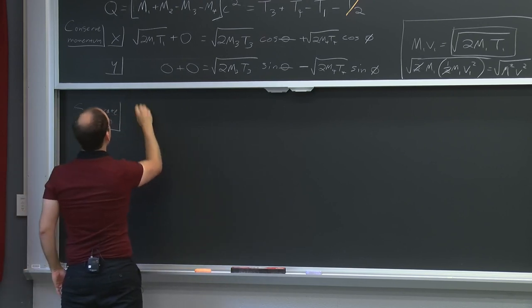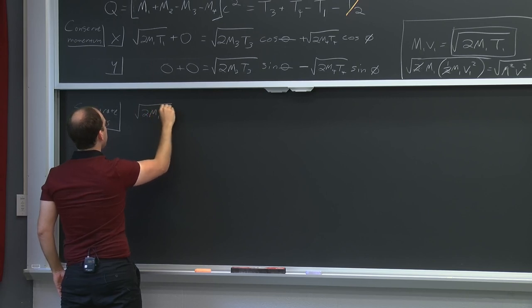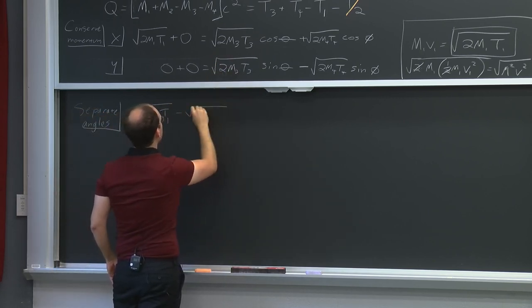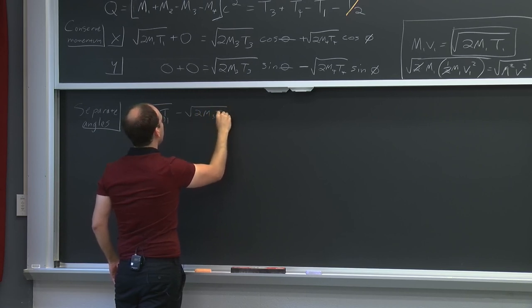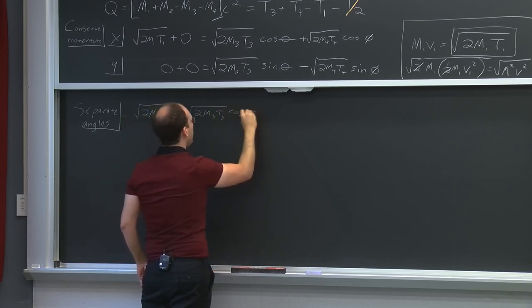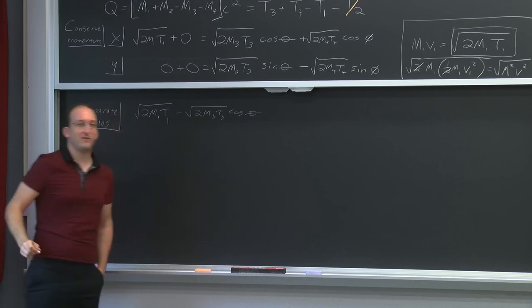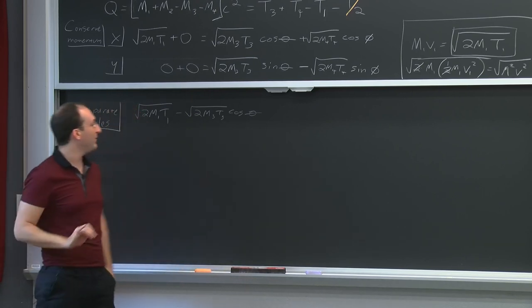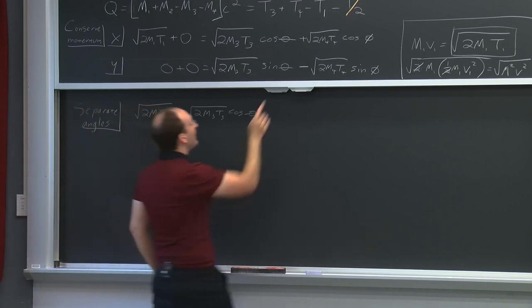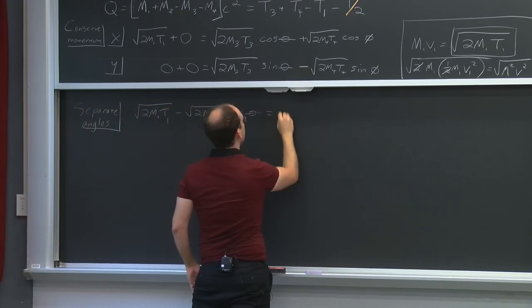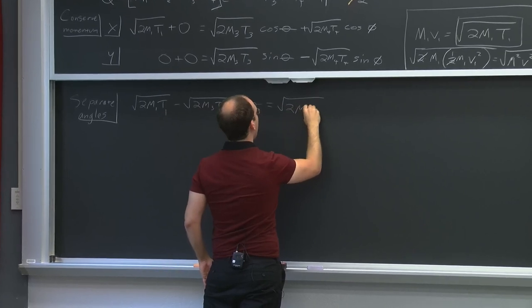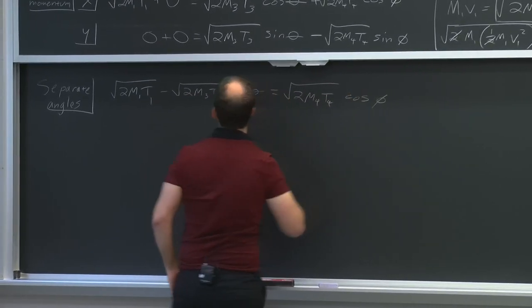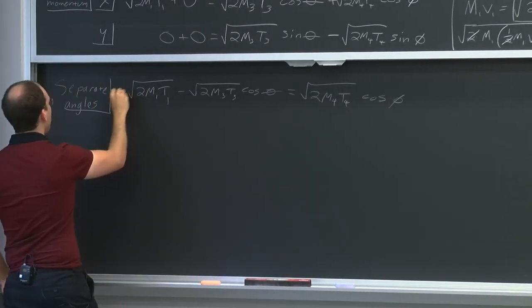So we'll have root 2m1 t1 and minus root 2m3 t3 cosine theta. I'll be depending on you guys to check for sign errors here, because those will be messy. I do have notes in case, but I'm hoping I won't have to look at them. And all we have left on this side is root 2 m4 t4 cosine phi. So that's the x momentum equation.